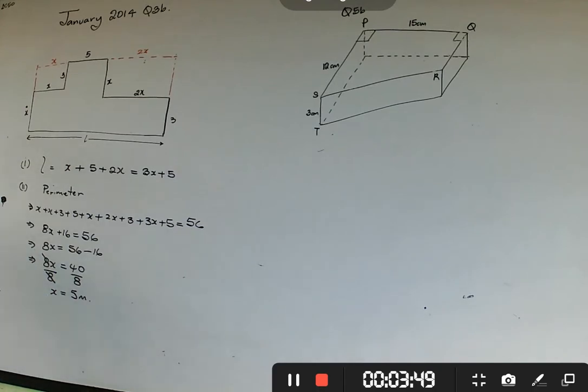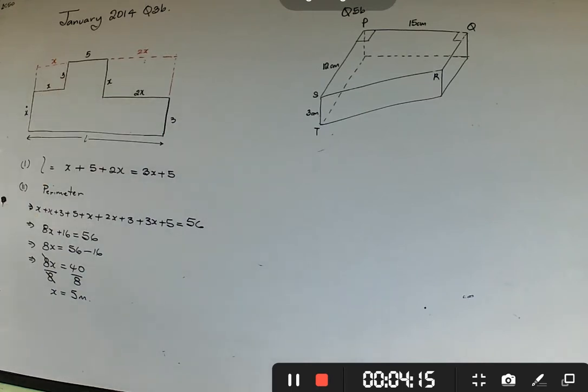So x is 5 meters. Then it says calculate the area of the floor. Can I show you how I would do it? I would find the entire area, and then minus the area here and minus the piece here. Would you do it like this?